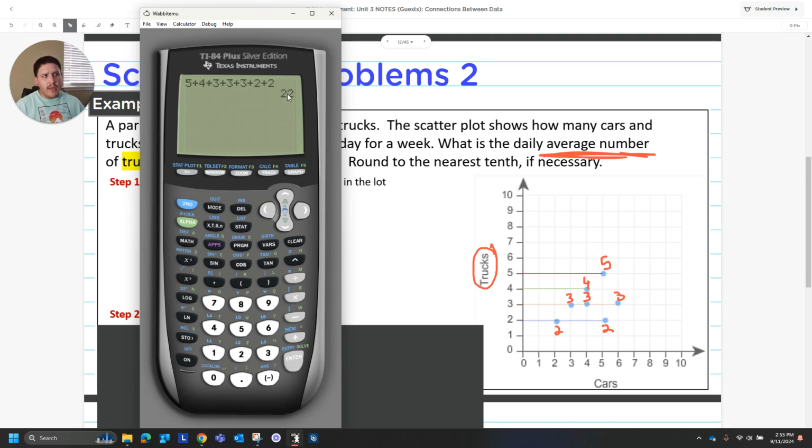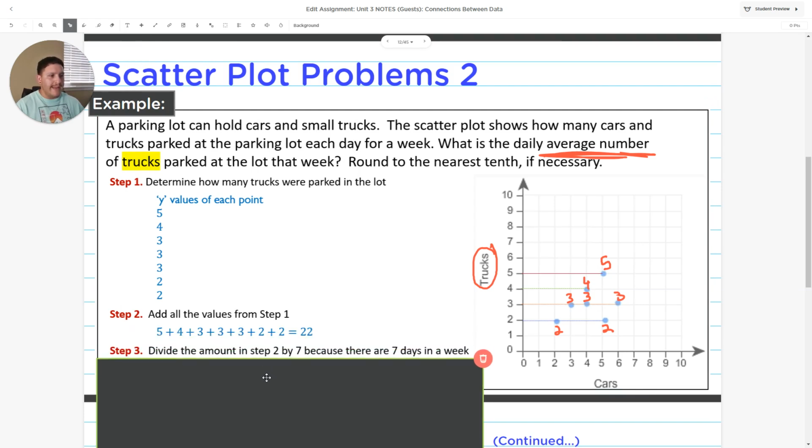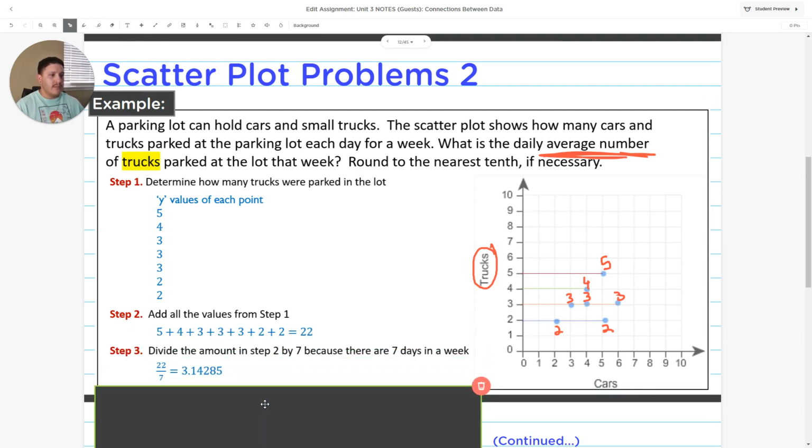And we have 22. And then I'm going to divide it by the number of data values that we have. So 1, 2, 3, 4, 5, 6, 7. Divide this by 7 and round to the nearest tenth, and we get 3.1. The 4 makes it round down to a 1 because it's less than 5. So this is 3.1. That is the average.